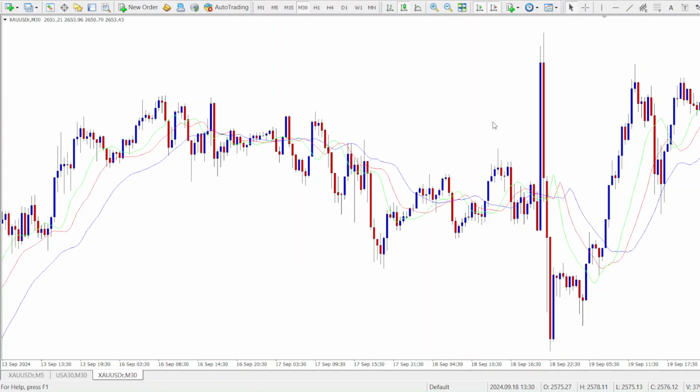So that is basically how the alligator indicator functions.